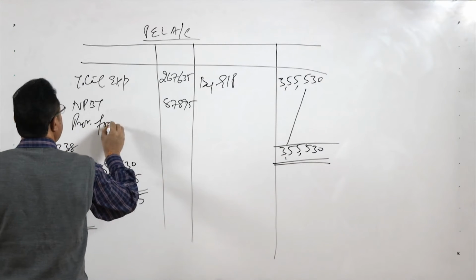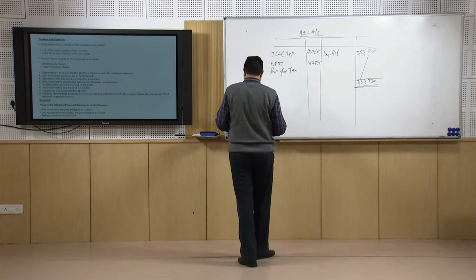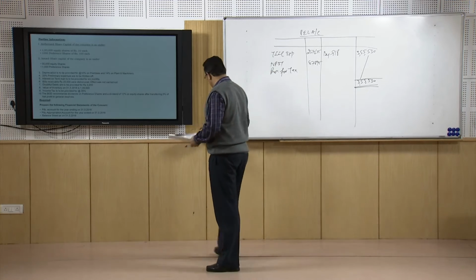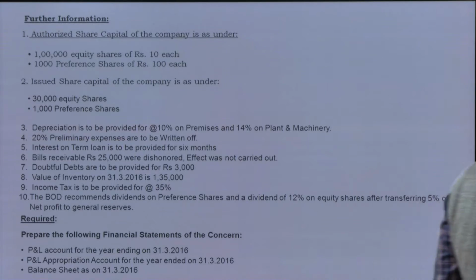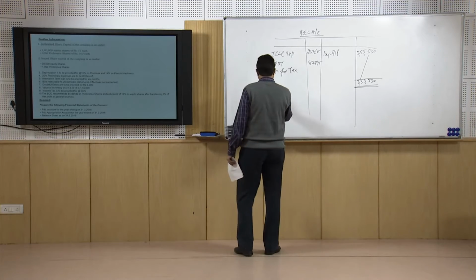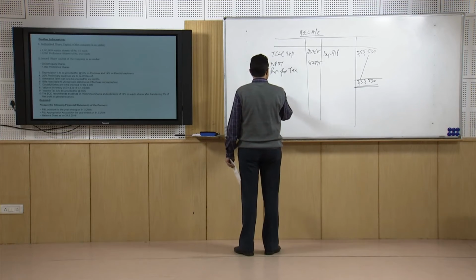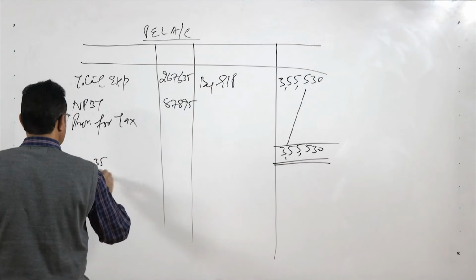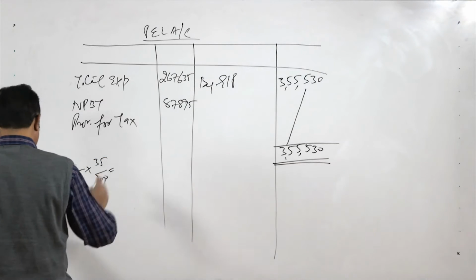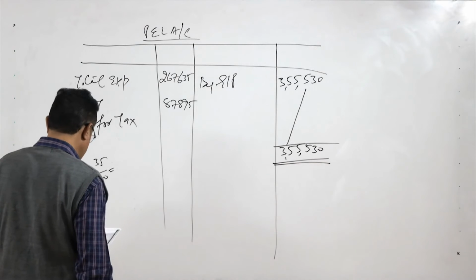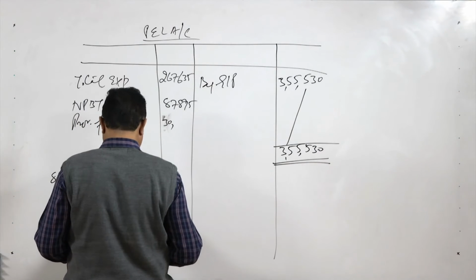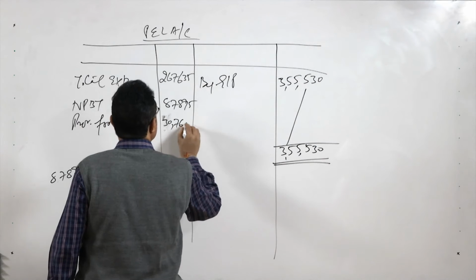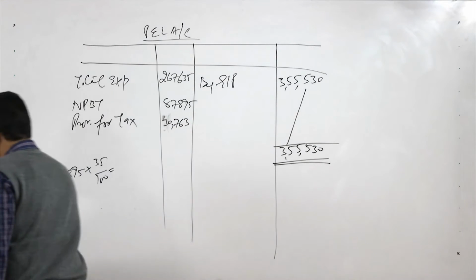Now we have to provide for the provision for tax. How much provision for tax do we have to make? The tax rate is given to us here somewhere. Income tax is 35%, so we have to calculate 35% of this figure, 87,895 into 35%. This works out as the provision for income tax, that is 30,763. This is the provision for tax.